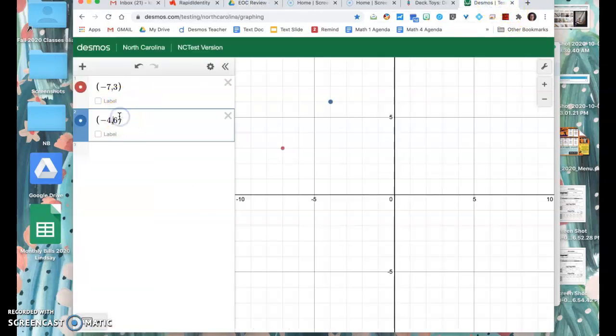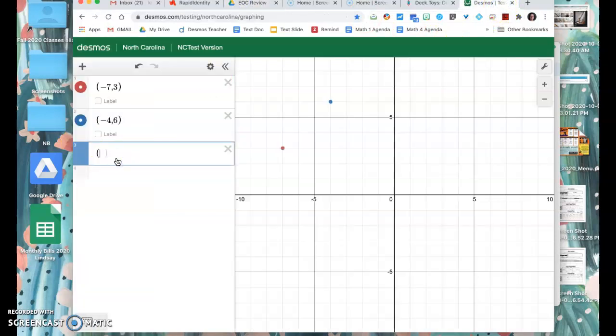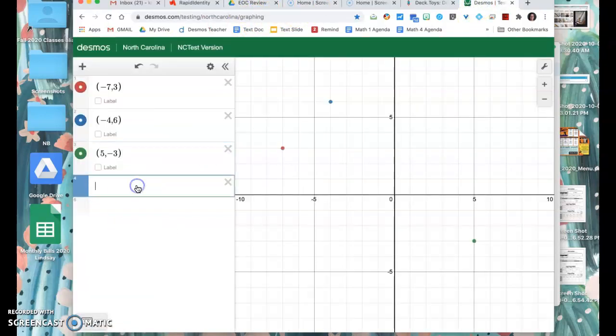That should have been a positive 6. All right, so the next one we have is 5, negative 3. And then finally, we have 2, 6.